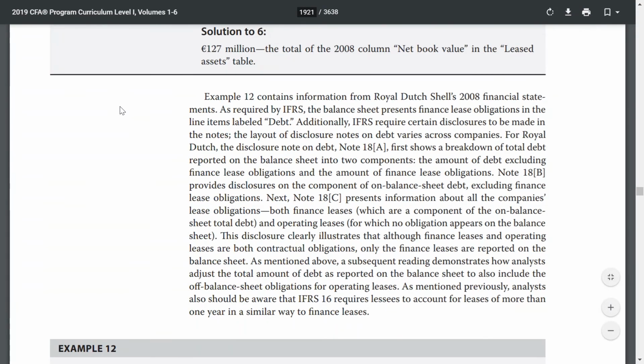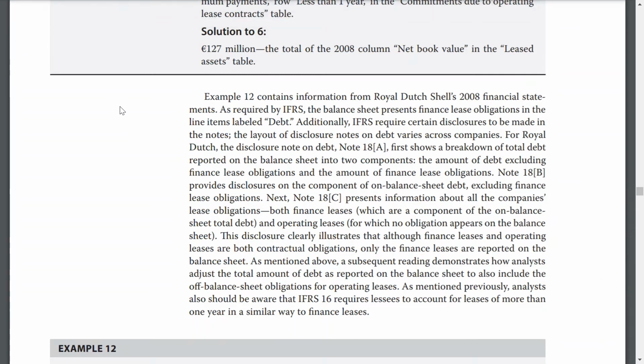Example 12 contains information from the Royal Dutch Shell 2008 financial statements, as required by IFRS. The balance sheet presents finance lease obligations in the line item labeled debt. Additionally, IFRS requires certain disclosures to be made in the notes. The layout of disclosure notes on debt varies across companies. For Royal Dutch, the disclosure note on debt, Note 18A, first shows a breakdown of total debt reported on the balance sheet into two components: the amount of debt excluding finance lease obligations and the amount of finance lease obligations.